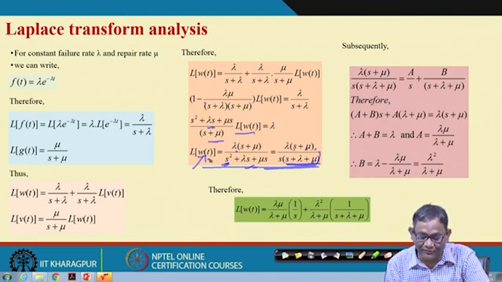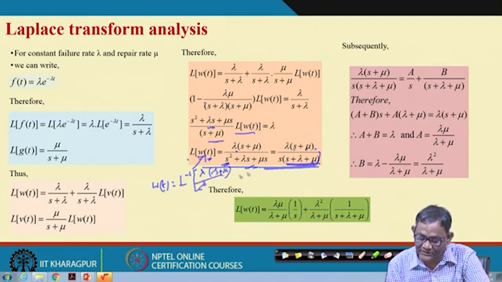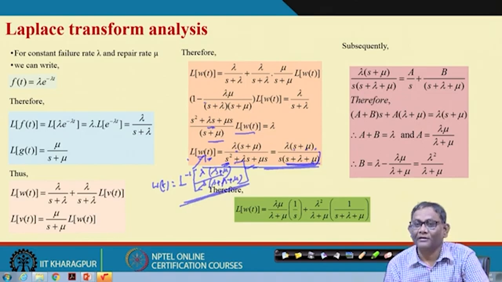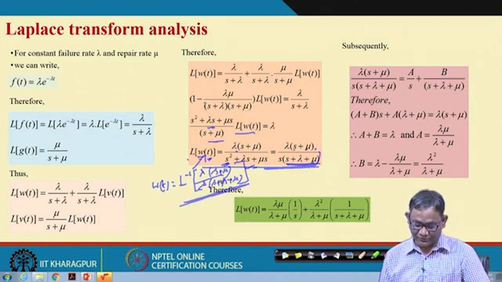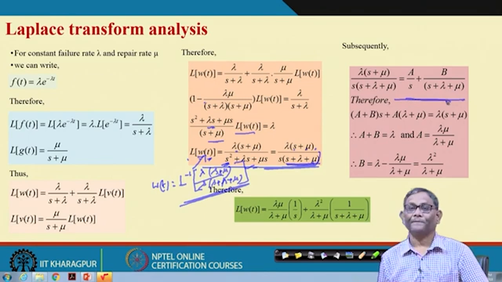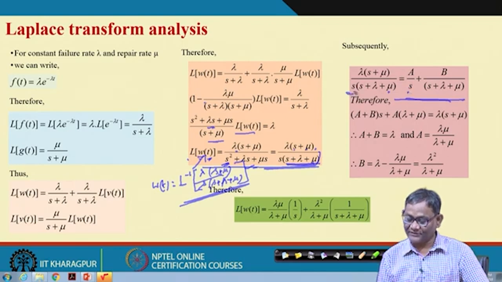then if I want to find out the WT, I have to take the inverse of this. So, in order to find the inverse, I can write WT equals L inverse of lambda, S plus mu by S into S plus lambda plus mu. Okay. Now, we have to make it compatible to Laplace inverse. So, what we do is, lambda into S plus mu by this quantity, we write like this: A by S as the first part, and the second part of the denominator, B by lambda plus mu plus S.